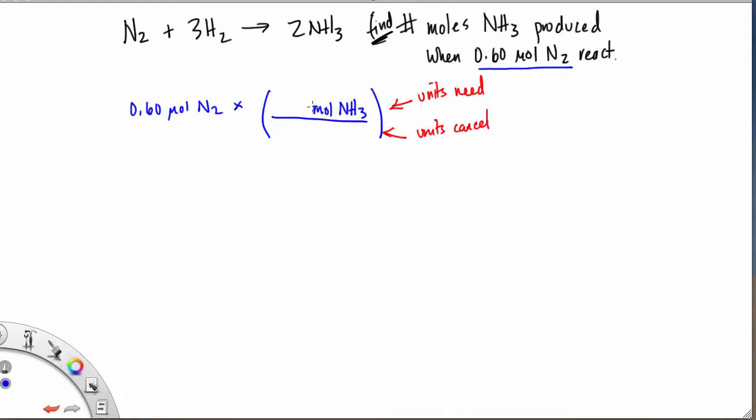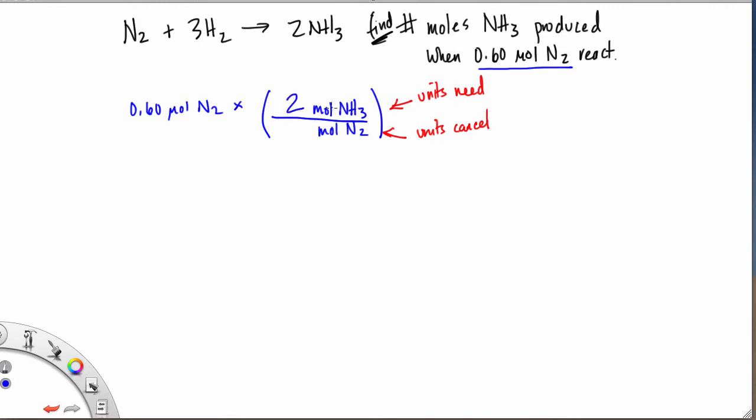So I want moles of ammonia. I want to cancel out moles of nitrogen. That's what I started with. So that's what gets canceled out. Now, what are the numbers that go in my conversion factor? These numbers are the coefficients in the balanced chemical equation. So for ammonia, there are 2 moles of ammonia in my balanced chemical equation.